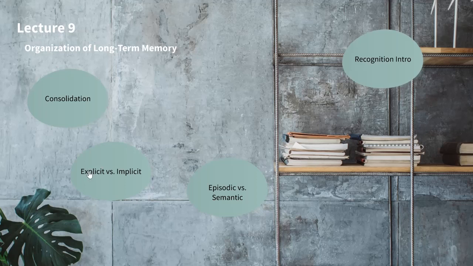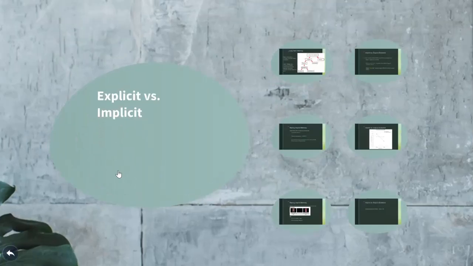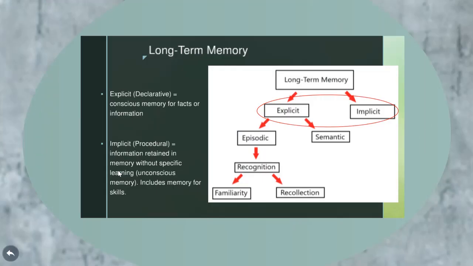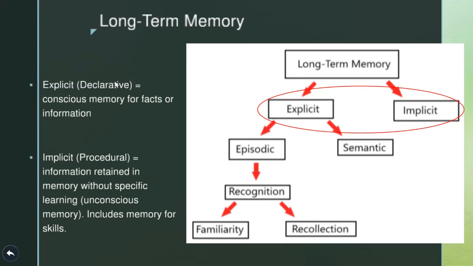So you remember this from the HM video. That's what they called it. Now, implicit memory sometimes is called non-declarative. Sometimes it's called procedural. These are all functionally referring to the same sorts of concepts, right? But we're going to talk about it as explicit versus implicit. And so let's start with some of the definitions of this. So explicit, as you can see here, it's also called declarative. It's conscious memory for facts or information.